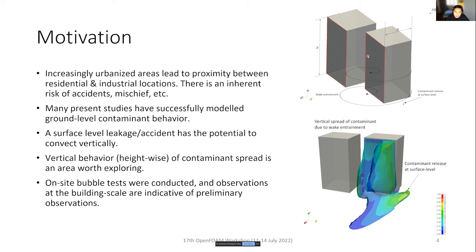So this vertical behavior, or this height-wise behavior of the contaminant spread, is what we feel is an area that is worth further exploring. On top of that, we are currently performing on-site building scale physical tests where these observations are being made. We do simple bubble tests to see how the bubbles propagate for a given prevailing wind condition, weather permitting. And we see that these bubbles, or these streamlines, actually move up the building height.